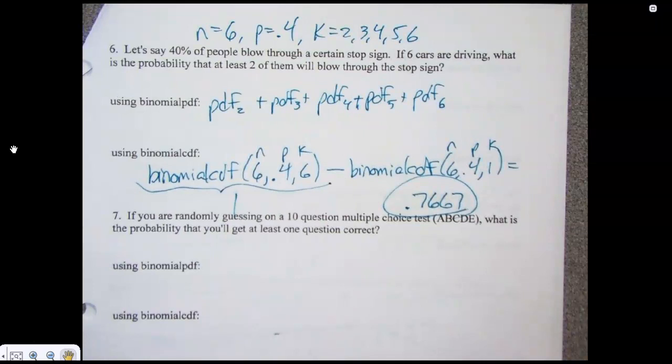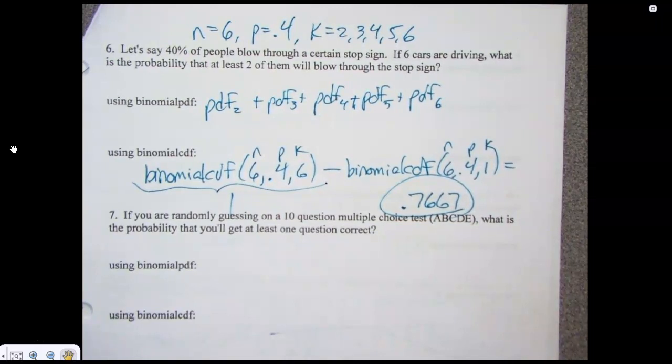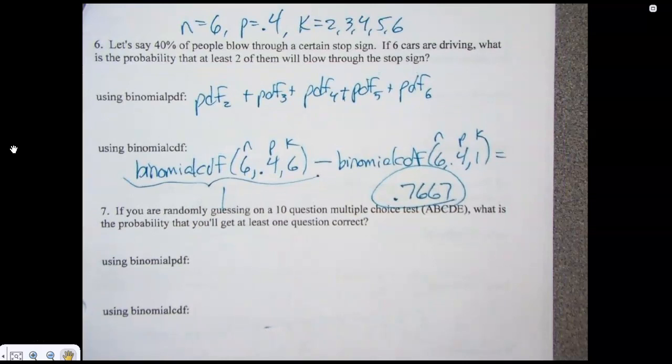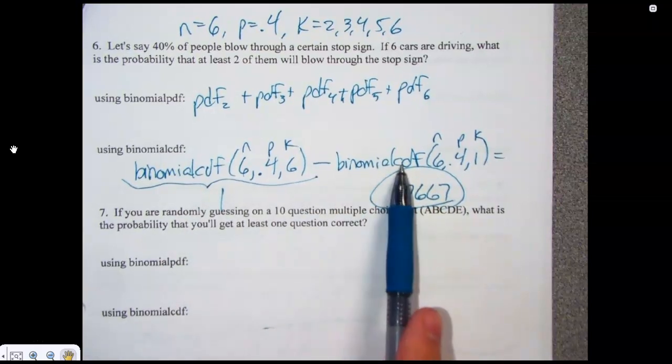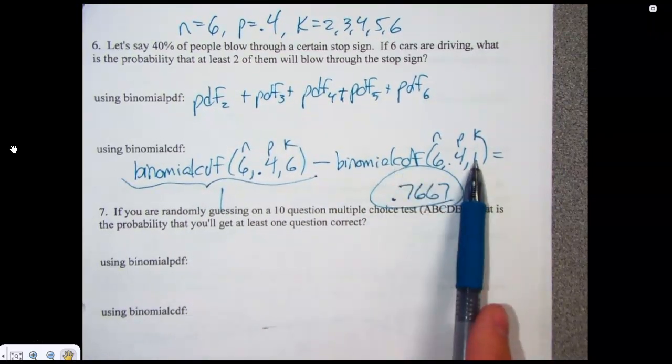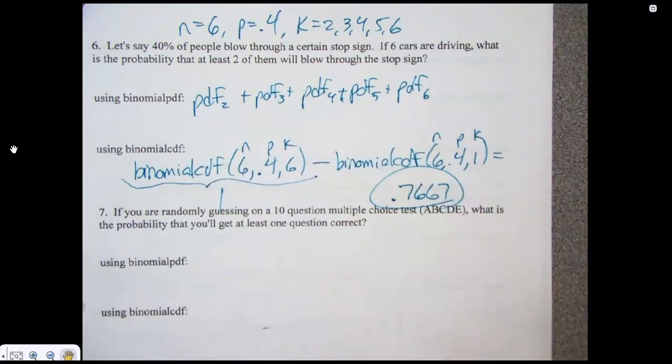So it should be 0.7667. If you want to do PDF, would you do 1 minus binomial PDF of 1 and 0? Or would you do binomial CDF? No, I would do CDF because I want to subtract the 1 and everything below it. I want to subtract the 1 and the 0, so I'm left with the 2, 3, 4, 5, and 6.